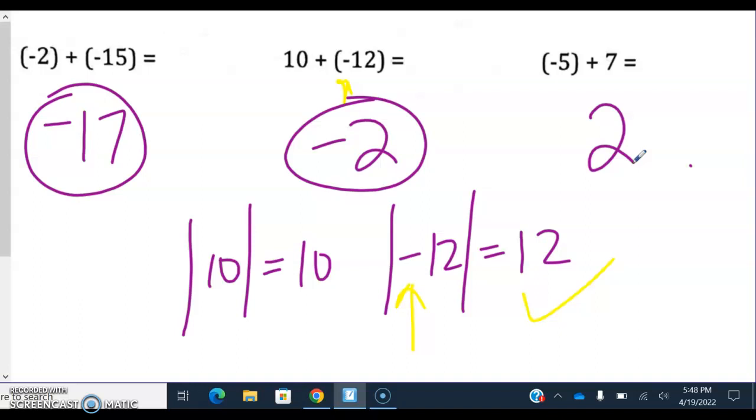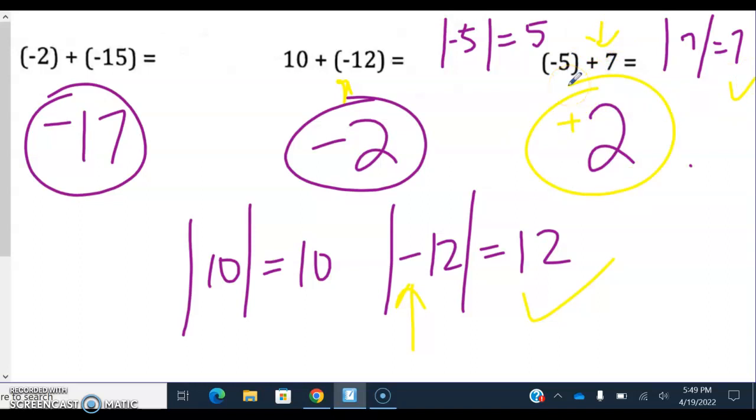So let's look. How far from 0 is -5? Well, that's 5. -5 is 5. The absolute value of 7 is 7. So the greater one would have to be the 7, and that one is +7. So that means we need a +2. And that will be the answer for that third one.